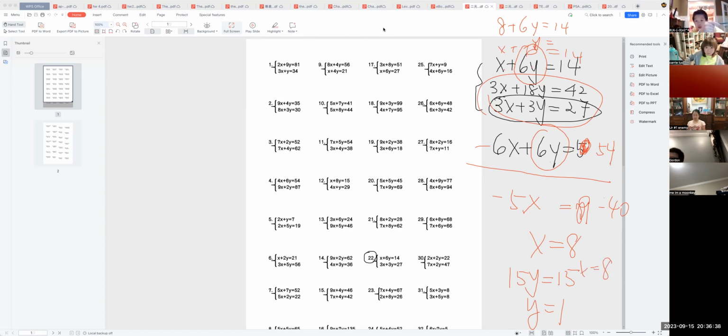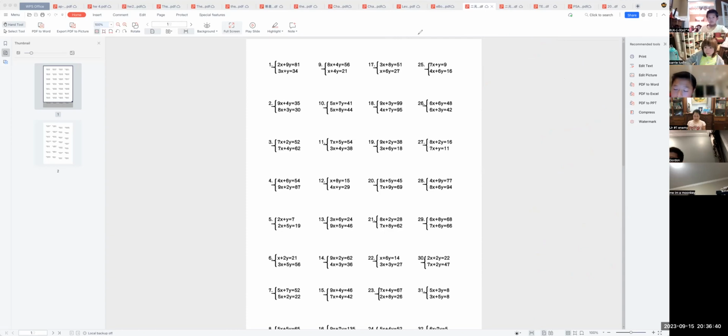Okay, very good. So now let's take a look at the last possibility, when both x and y are not the same. So you have 8x plus 2y equals 28, and 7x plus 8y equals 62. Using which one? Yeah, I'm using this one.